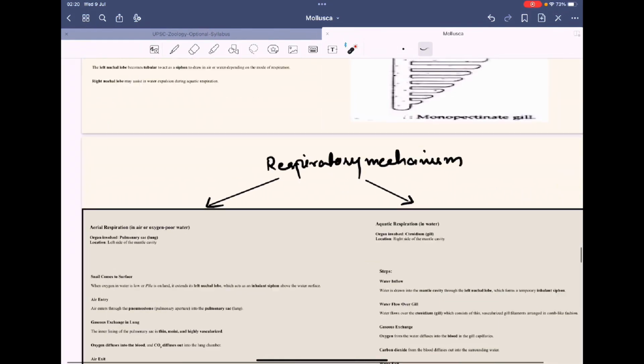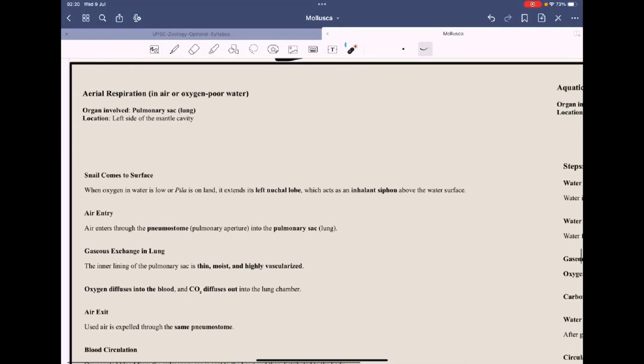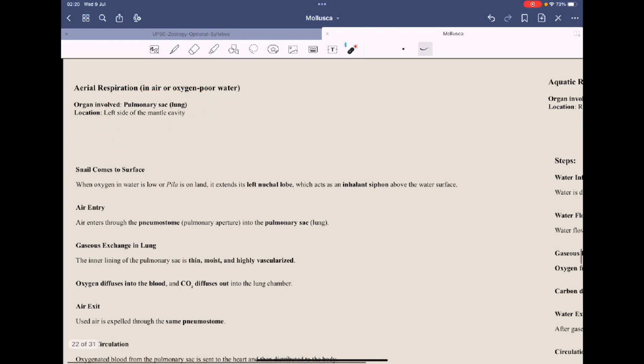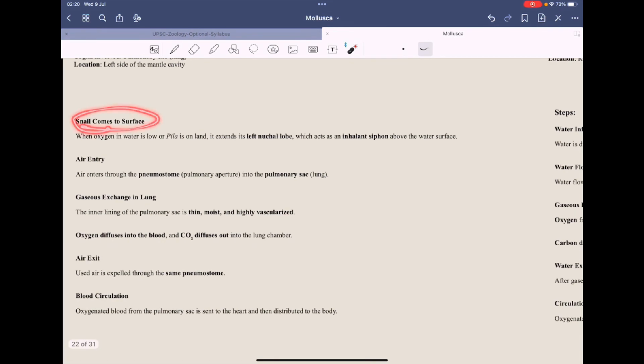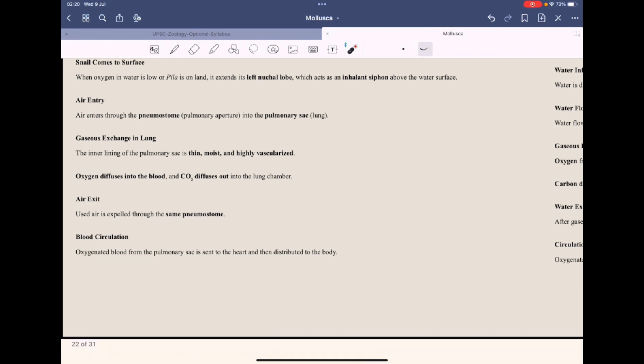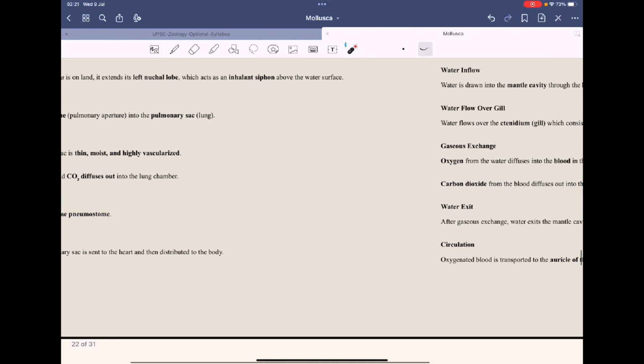So the respiratory mechanisms will be in two ways. The first one is aerial. Aerial is through the pulmonary sac, and the snail will come to the surface. It will extend the left nuchal lobe, which acts as an inhalant siphon. The air will go into the pneumostome, the pulmonary aperture, into the pulmonary sac, this highly vascularized sac where the gaseous exchange will take place. Then the oxygenated blood will go to the heart, and the deoxygenated air will come out of the pneumostome.